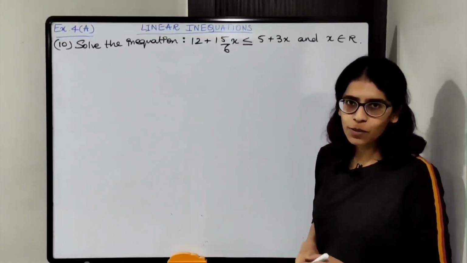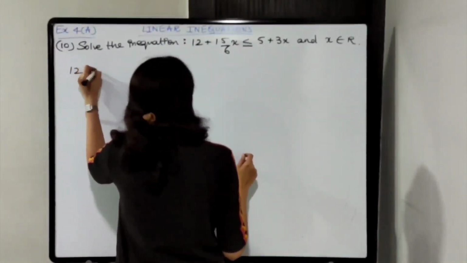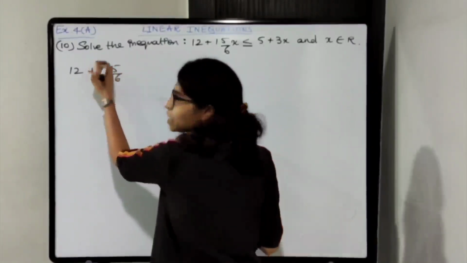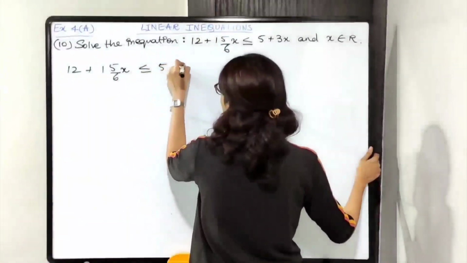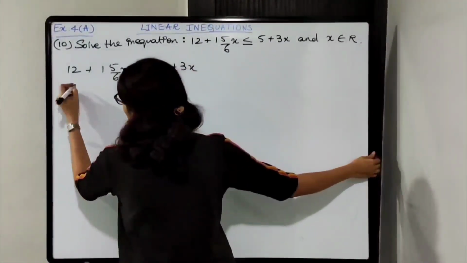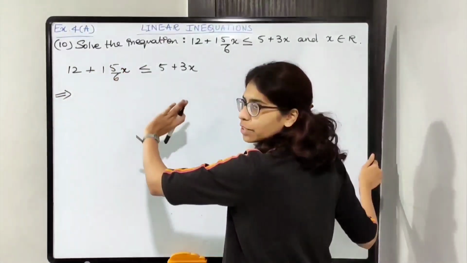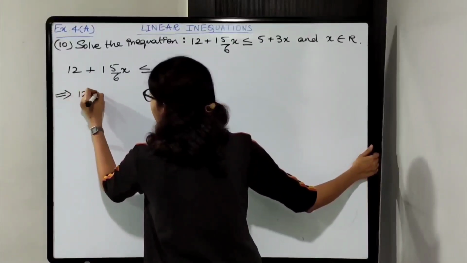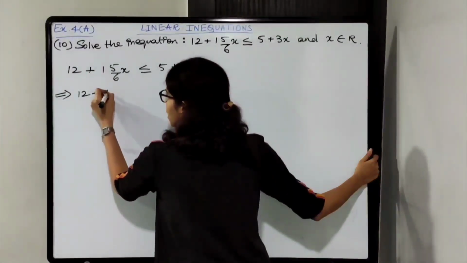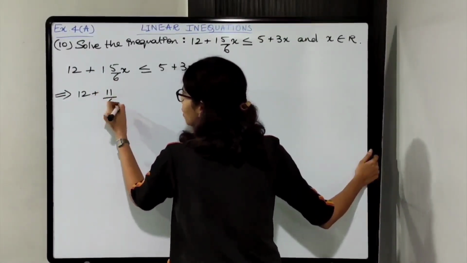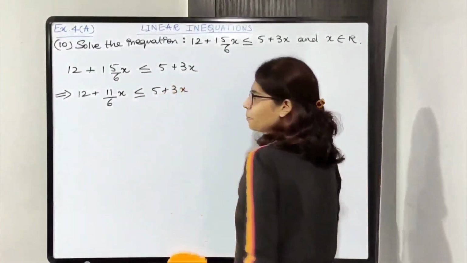So let us solve the inequation first. So write down the inequation. 12 plus 1 5 by 6 mixed fraction है, okay, of x is less than or equal to 5 plus 3x. So we'll solve this first. Mixed fraction को solve करते हैं पहले. So 12 plus 6 ones are 6, 6 plus 5 gives 11. So 11 and denominator is 6. So 11 by 6 of x is less than or equal to 5 plus 3x.